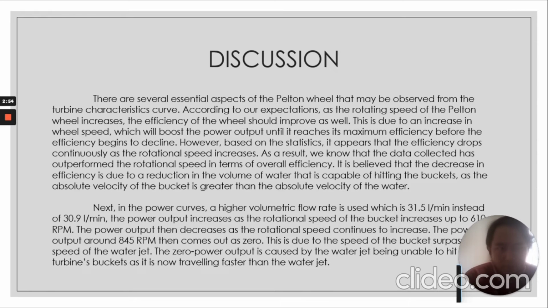This is due to the speed of the bucket surpassing the speed of the water jet. The zero power output is caused by the water jet being unable to hit the turbine's buckets as the bucket is now traveling faster than the water jet.